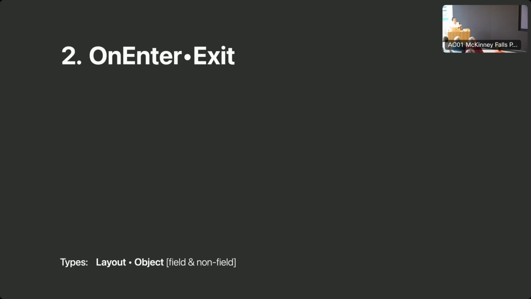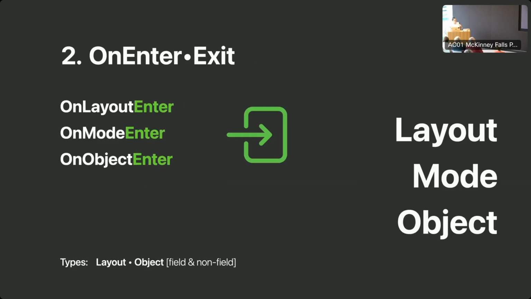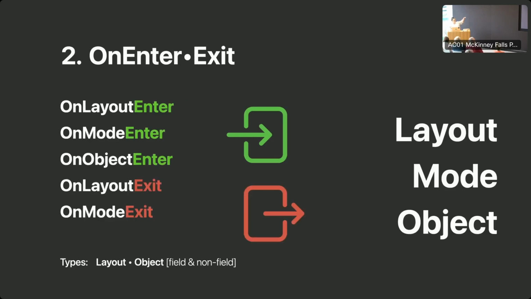Next group, simply on enter exit. These include on layout enter, on mode enter, on object enter, and of course they're all on enter. These apply to both layout, mode, and objects. And of course we have the corresponding on layout exit, mode, and object exits.